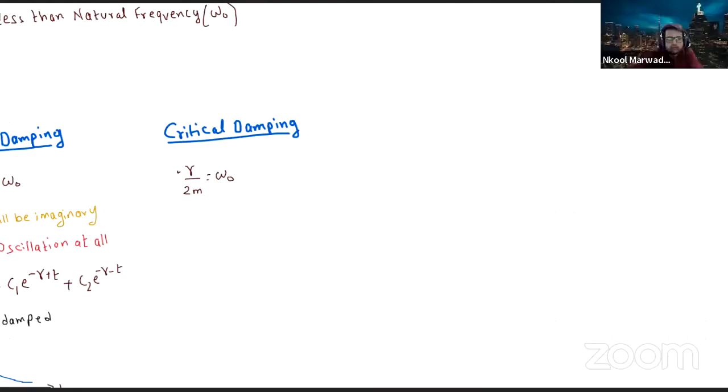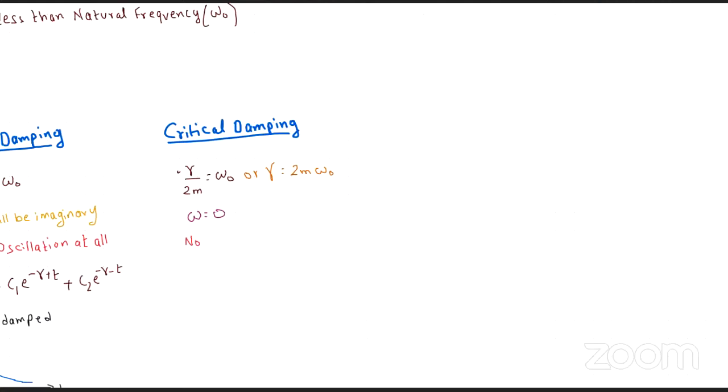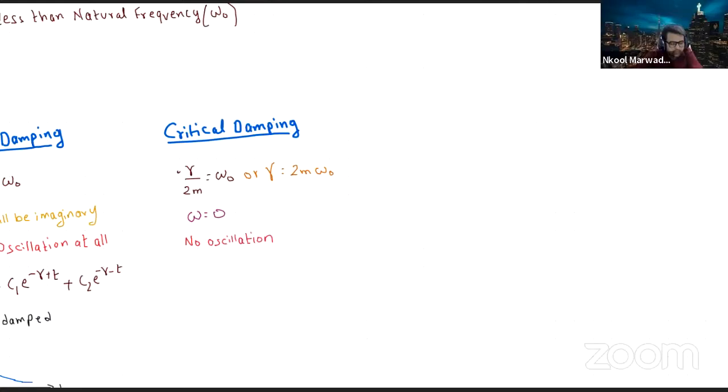I will write it down. Yes, sir. I can also say the damping coefficient will become 2m omega. In such a scenario, we can see omega will be 0. And if omega is 0, then no oscillation. Because if angular frequency is 0, no frequency, no oscillation. And hence we call it critical damping. So what is the difference between heavy damping and critical damping?